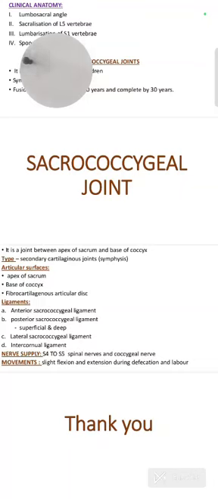So today I have covered the bony pelvis features, the difference between male and female pelvis, and the joints that are present in the bony pelvis.